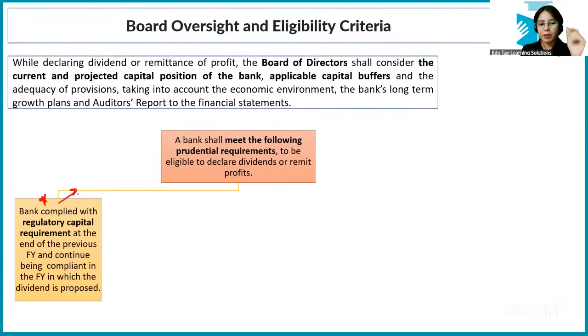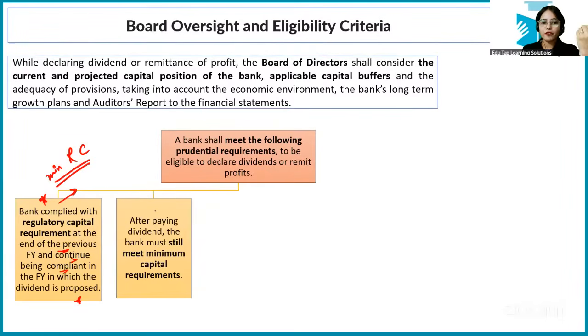Okay, so the bank has complied with the minimum regulatory capital requirement at the end of the previous financial year and continues being compliant in the current financial year also when they are proposing to release the dividend. After paying the dividend in the future, the bank must still be able to meet the minimum capital requirement of 9%. So in the future also, they should be able to maintain the capital buffers.